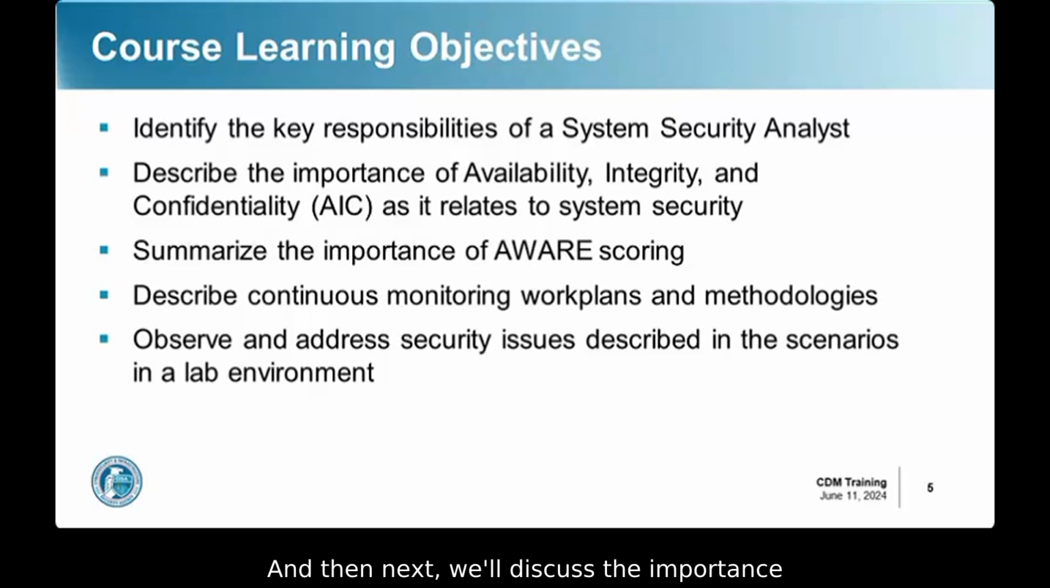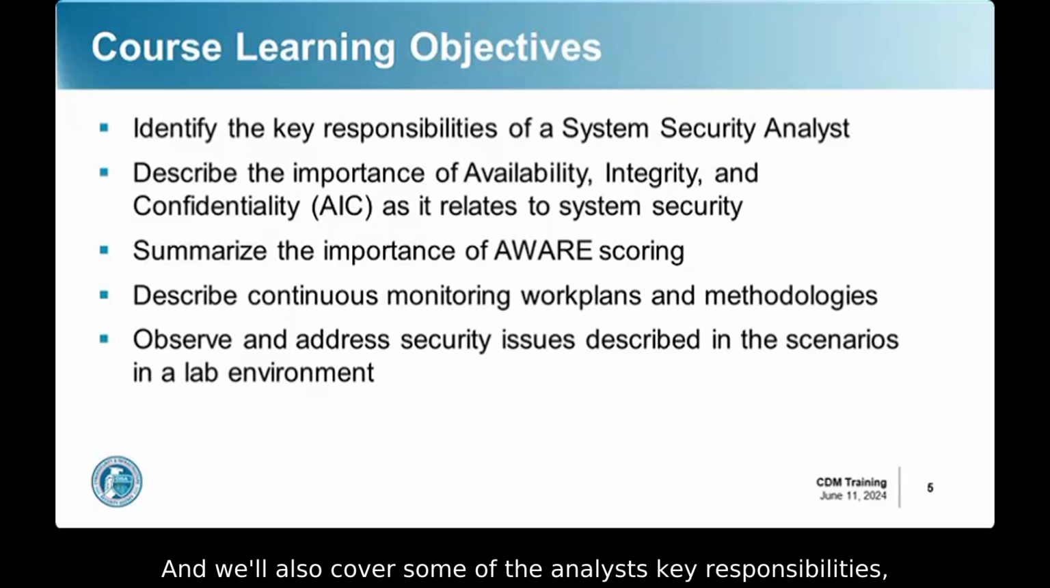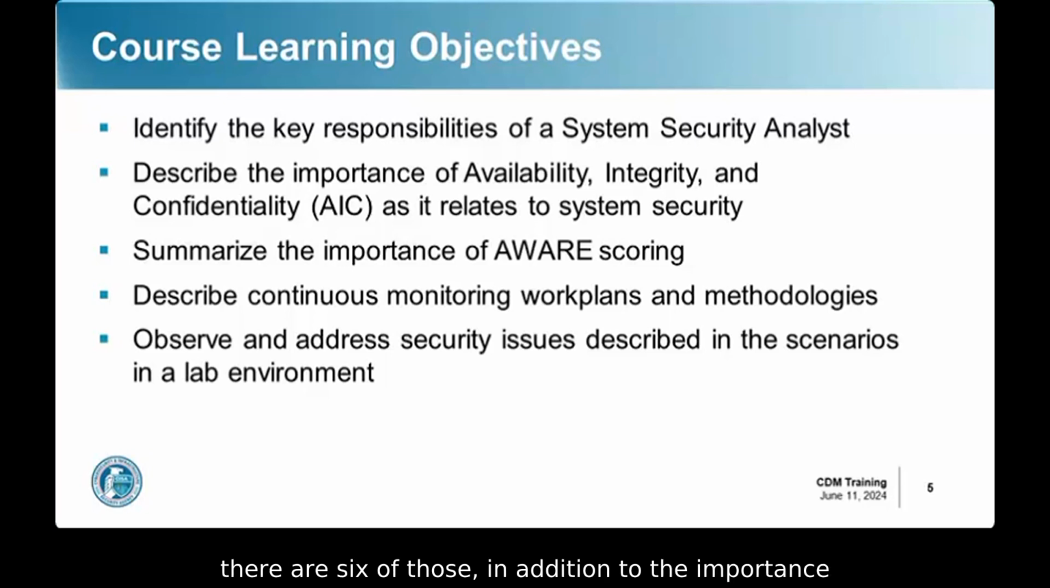And then next, we'll discuss the importance of availability, integrity, and confidentiality, or if you can remember it as CIA, that's just as good. These three concepts are really the cornerstone of any security related activity. So we're going to get a little bit in depth with that coming up. And we'll also cover some of the analyst key responsibilities. There's 6 of those, in addition to the importance of analysis and reporting. And then we'll touch briefly on aware scoring before going into continuous monitoring and methodologies.